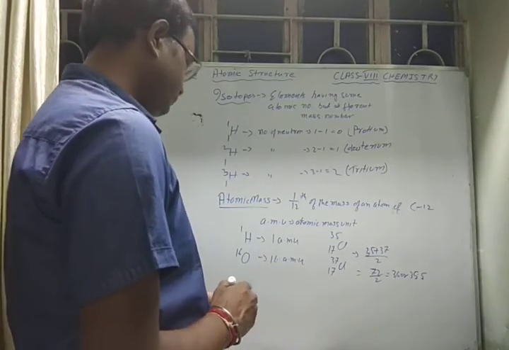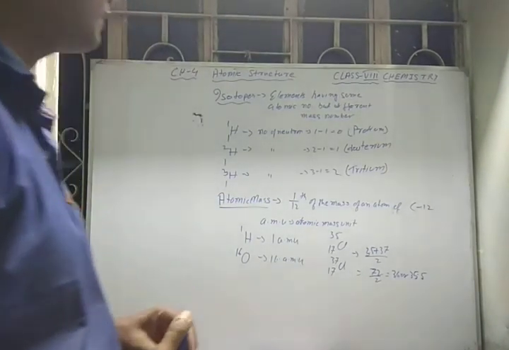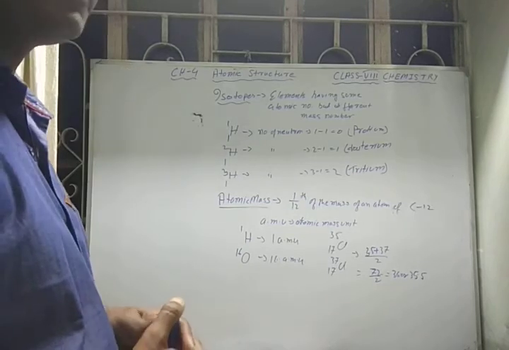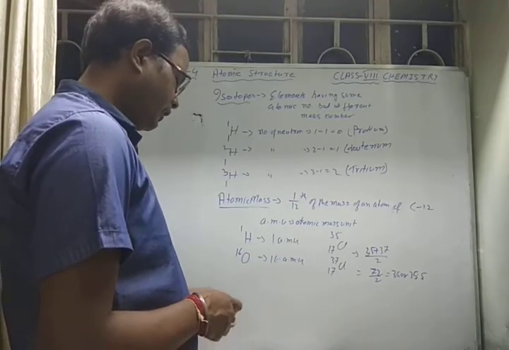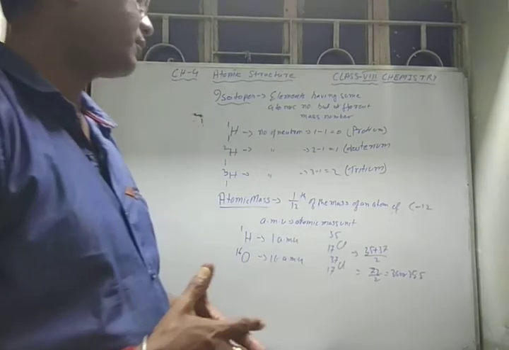So this is about atomic mass and isotopes, atomic number and mass number, and the relation between them. Students, I hope all of you have understood these things.